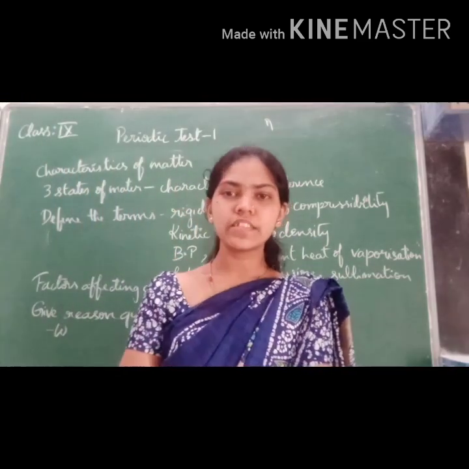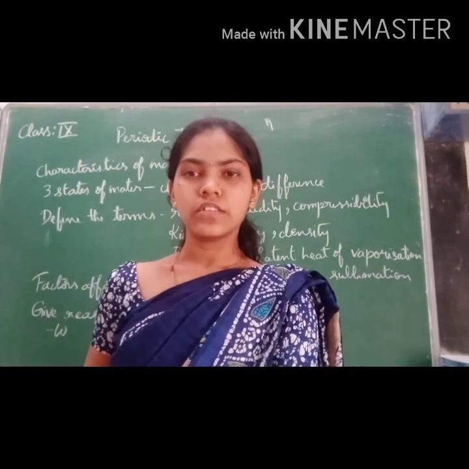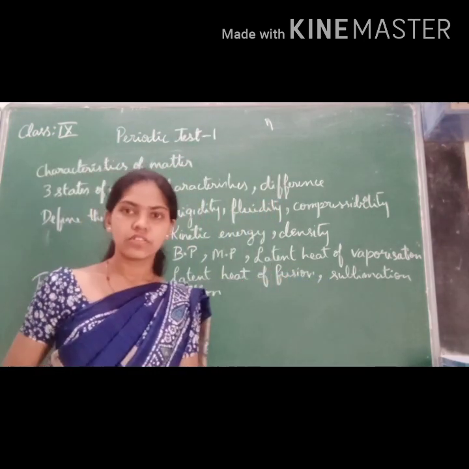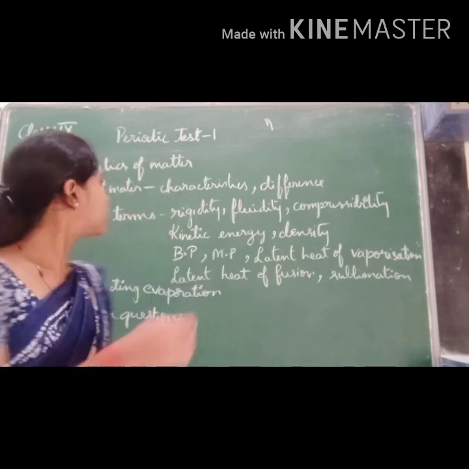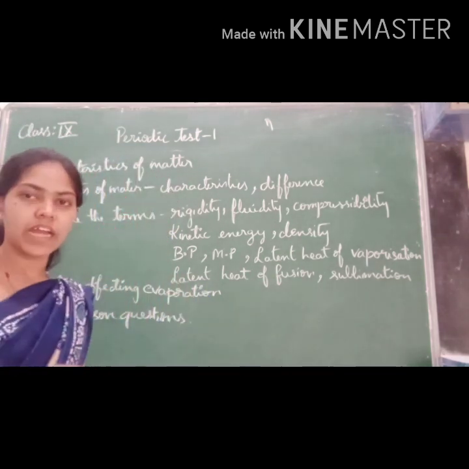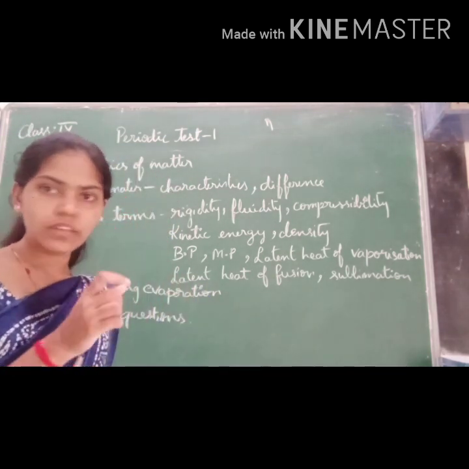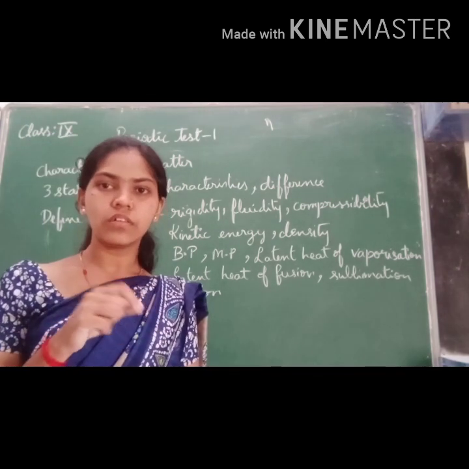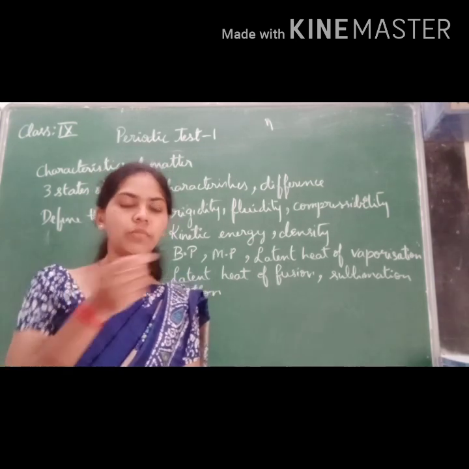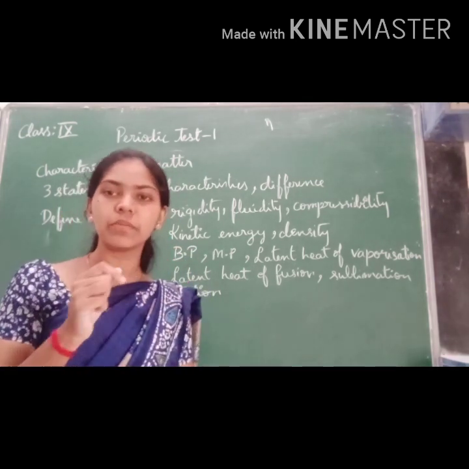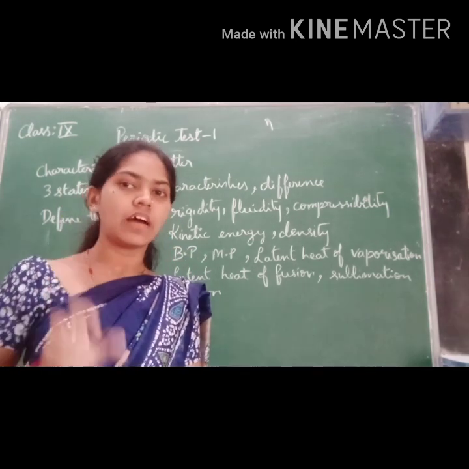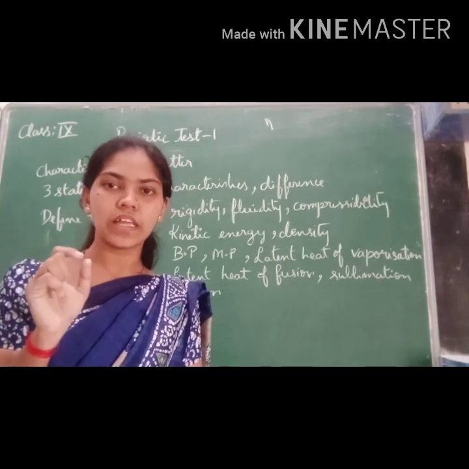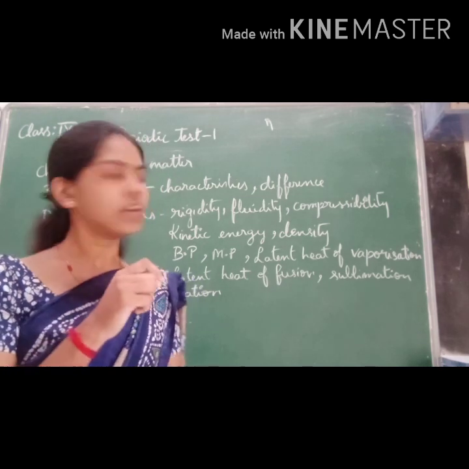Okay, so in the first chapter, Matter Around Us, I have written a few important questions. You have to learn about the characteristics of matter. Matter has the characteristics we have studied in the chapter. Matter is made up of particles, and there is space, there is interspace between the particles. So these are the characteristics.